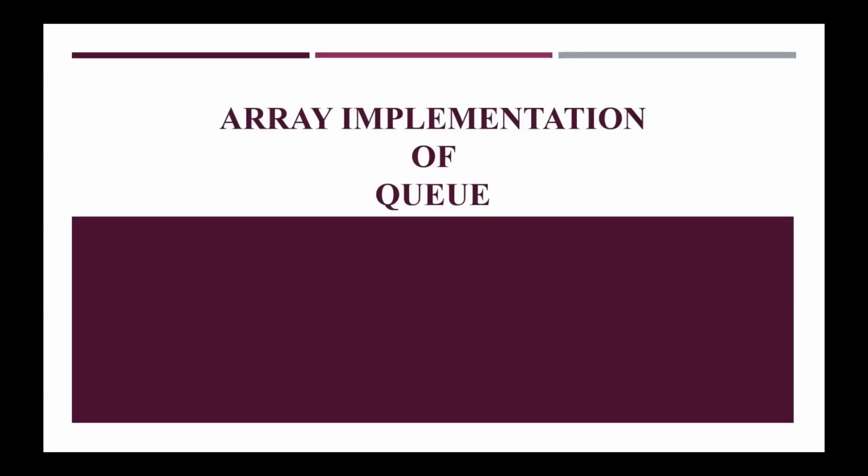So now we are going to implement all the operations of a queue by using an array. There are two ways we can implement the queue. The first one is with the help of an array, that is the static memory location. The second one is the linked list implementation, which is dynamic memory allocation. In this video, we are just going to cover how to implement the queue by using the array.